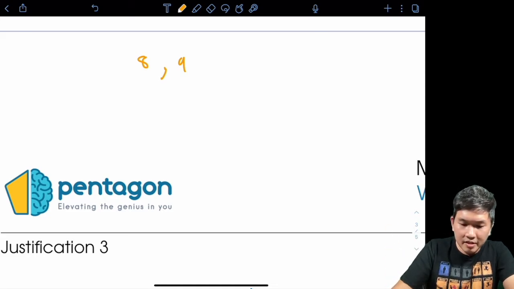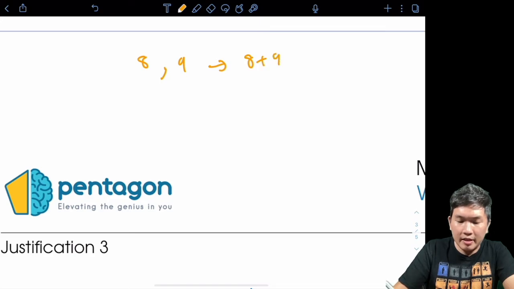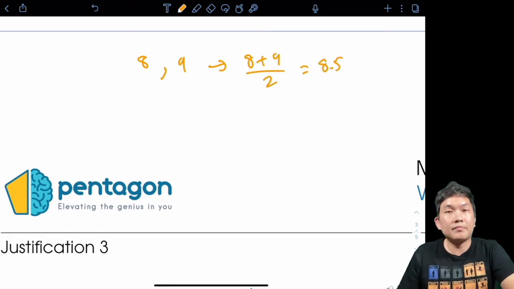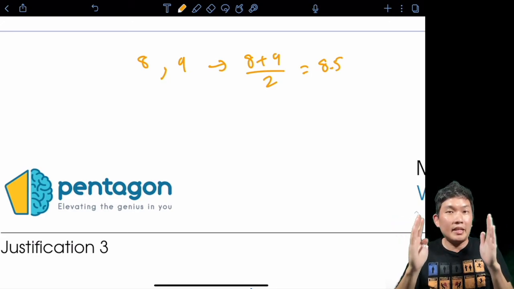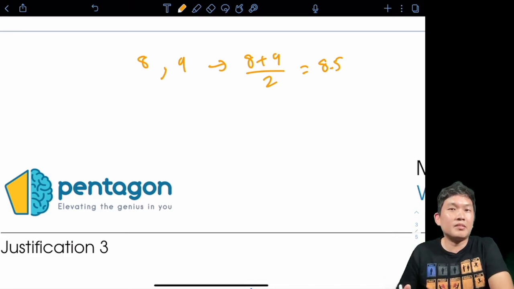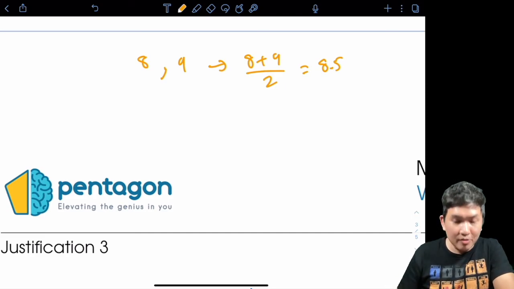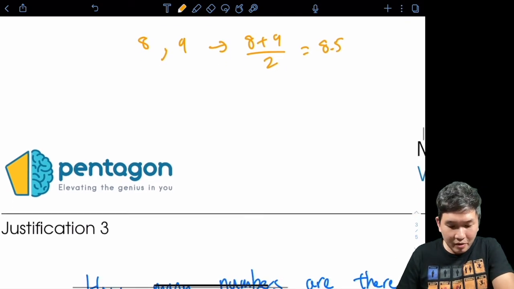So in this case, I can just add 8 and 9 together and divide it by 2. That will give me 8.5. And since there's an 8.5 between 8 and 9, 8 and 9 are different numbers. They are different numbers. Okay? So, using this, we're going to look at justification number 3.